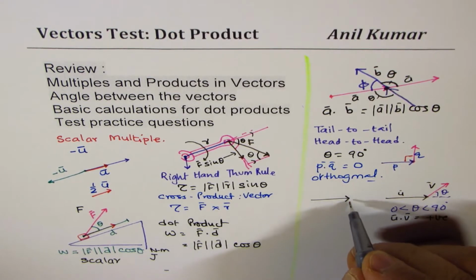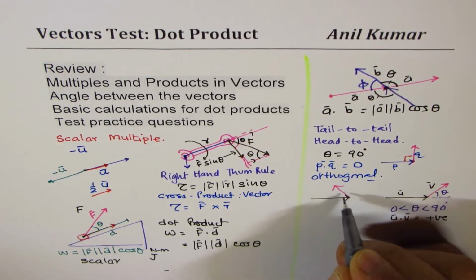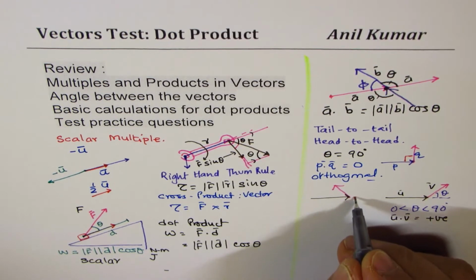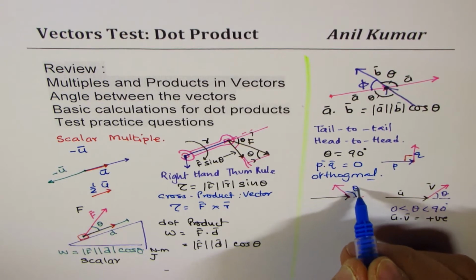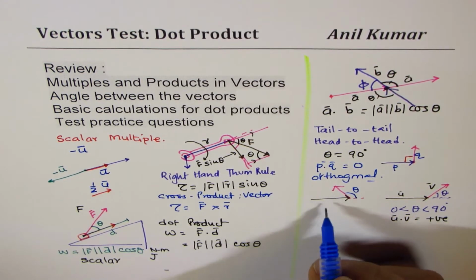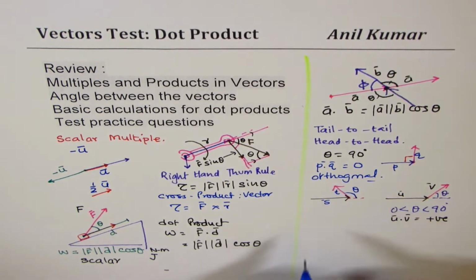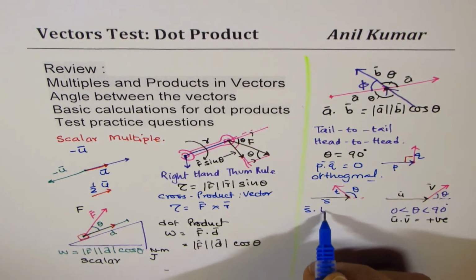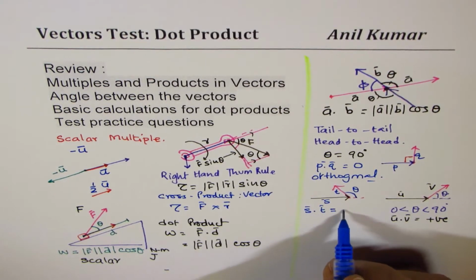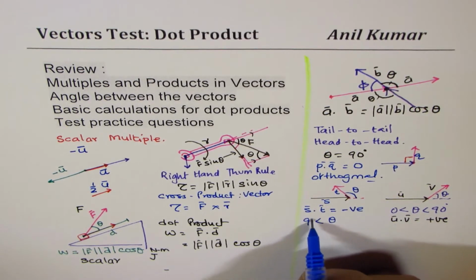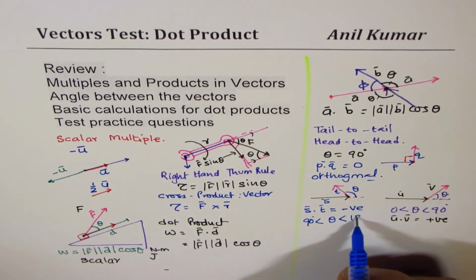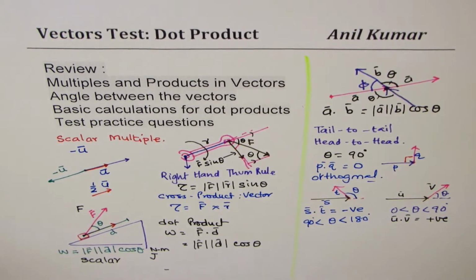However, if I have a vector which is opposing, in that case, what is the angle? Well, the angle now is, let's say theta again, and let's call these vectors S and T. Then the dot product of S and T is going to be negative, since the angle theta is greater than 90 degrees and less than 180 degrees. Do you get the idea? So the dot product could be positive or negative.